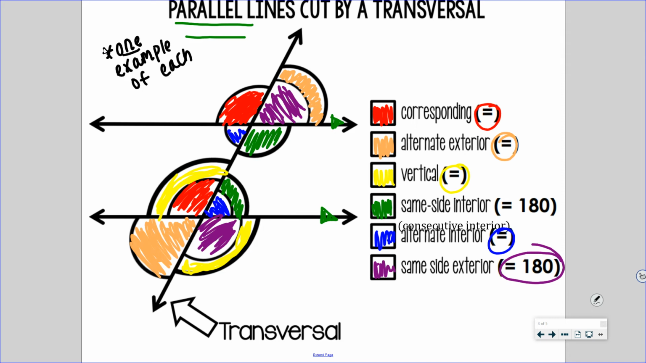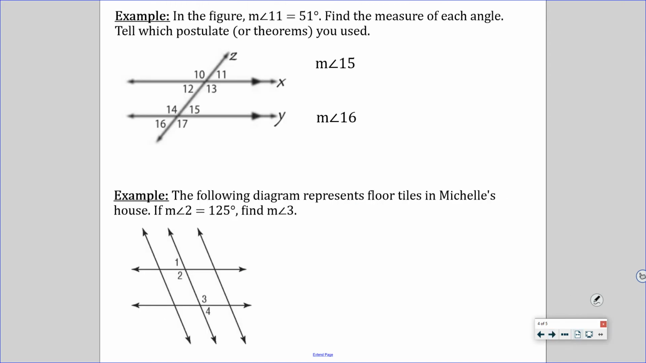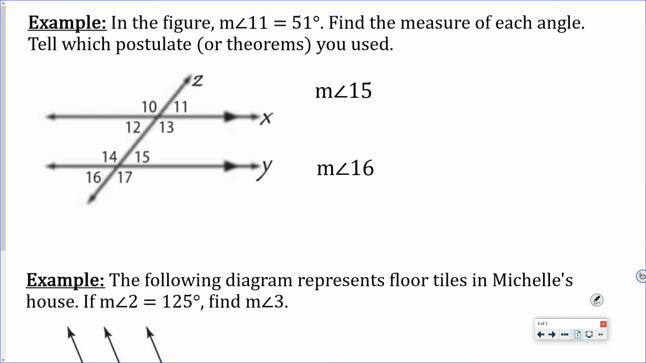All right. Let's see how many of the example problems we can get through together. We can definitely get through this one. All right, here we go. Example problem. In the figure, the measure of angle 11 is 51 degrees. Let's go ahead and write that in. Find the measure of each angle. Tell which postulates or theorems you used. Now they're showing us right here that these two lines are parallel from this marking.